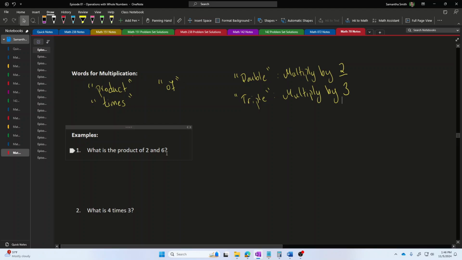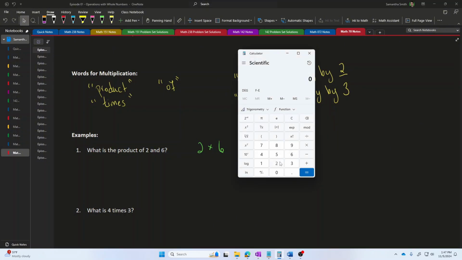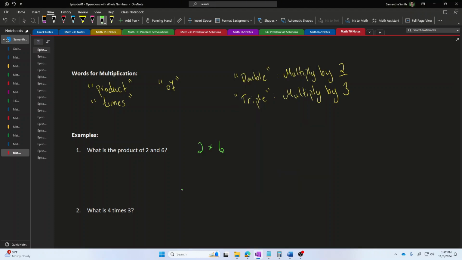So, for example, if someone is saying to me, what is the product of 2 and 6? What they're asking me to do is take 2 and multiply it by 6. If I put that in the calculator, that would give me a result of 12. 12 would be the product of 2 and 6.